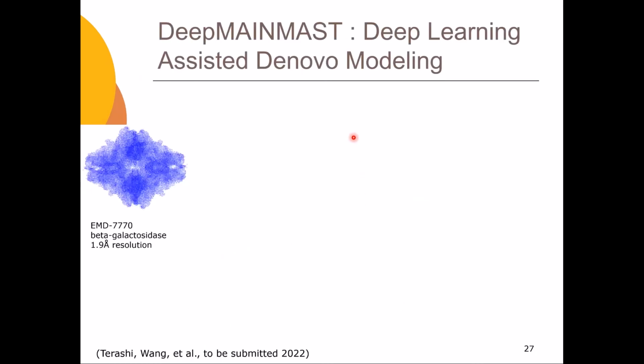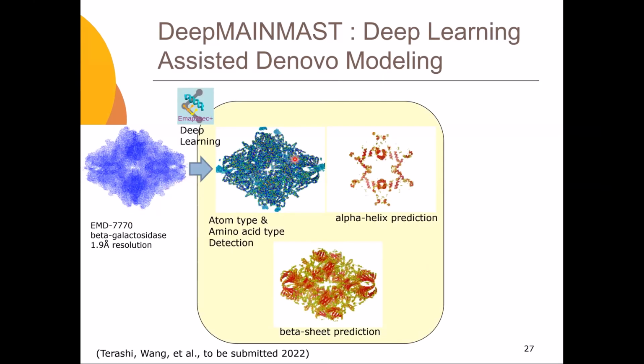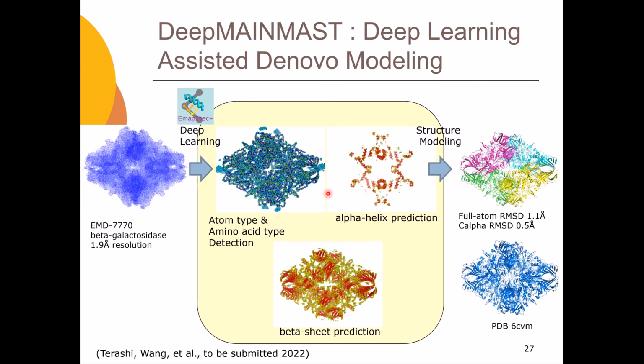So okay, the last couple of slides are to show that these deep learning based features can also be used to improve the structural modeling. The idea is that you have a density map, and before starting to model the structure, we can detect the amino acid atom types or amino acid types, and secondary structures, and guide the structure modeling.